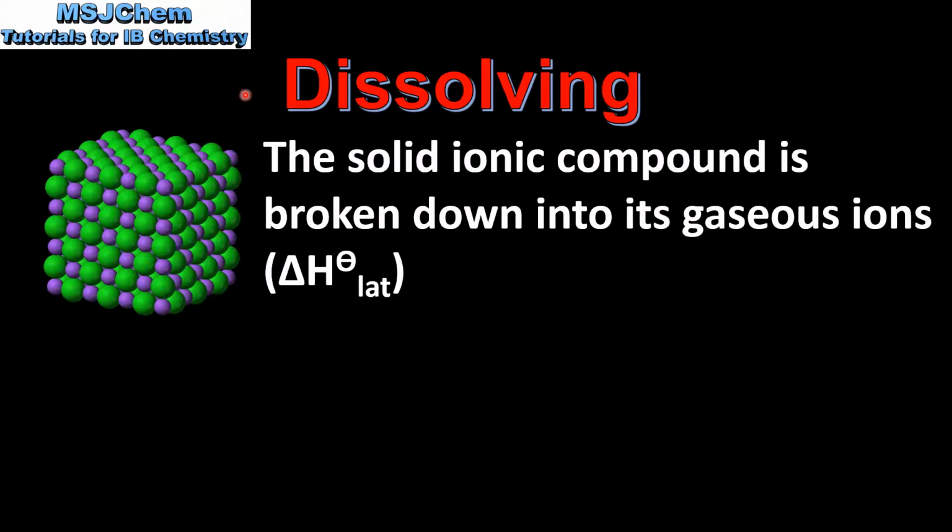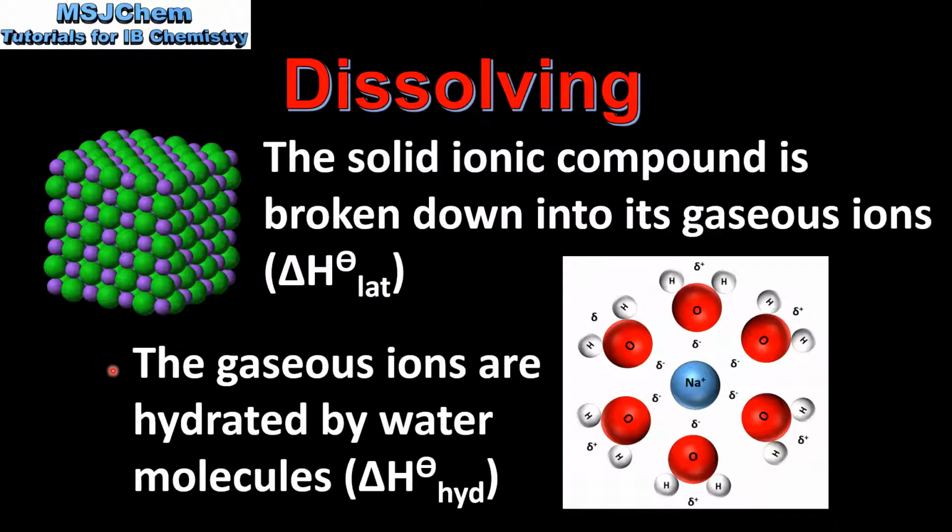Next, we look at dissolving. The first step is the solid ionic compound is broken down into its gaseous ions, that's the lattice enthalpy. In the next step, the gaseous ions are hydrated by water molecules, which is the enthalpy of hydration. Here we have a sodium ion being hydrated by these water molecules, where the negative dipole on the water molecule is attracted to the positive sodium ion.